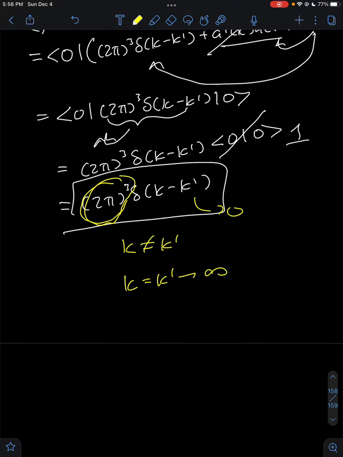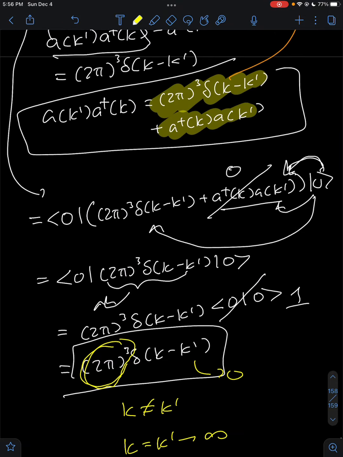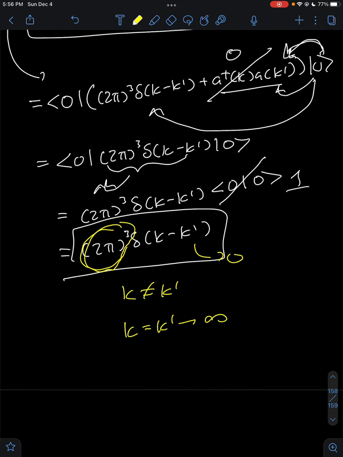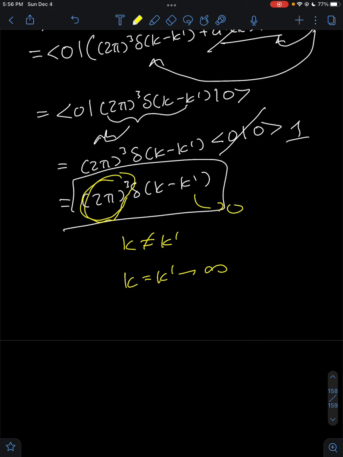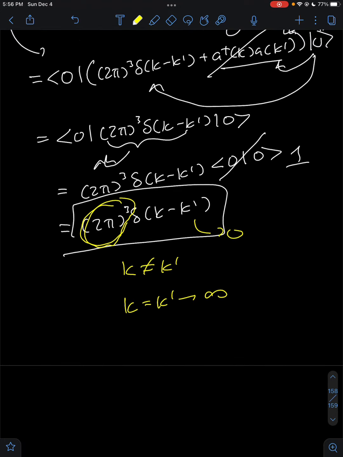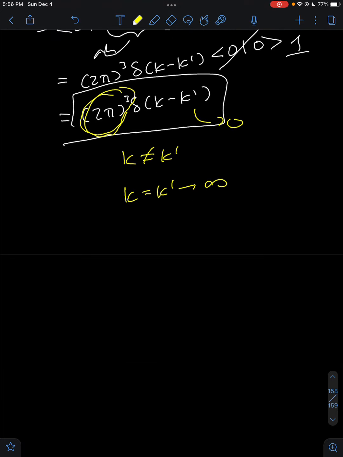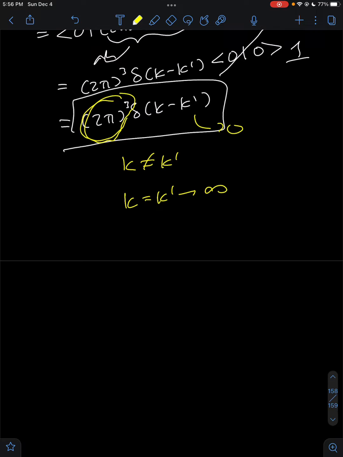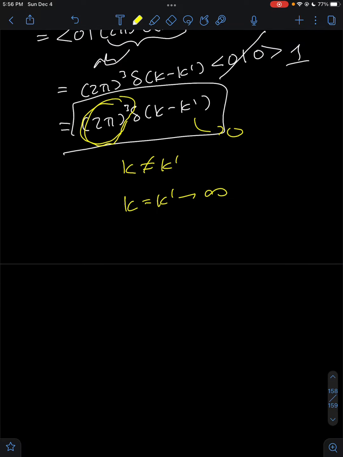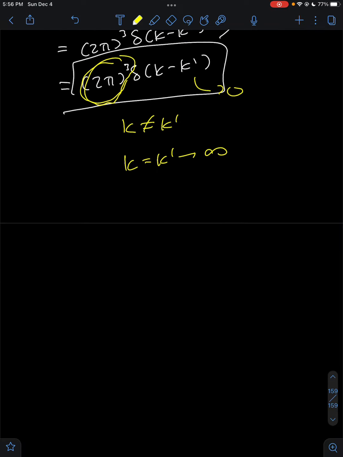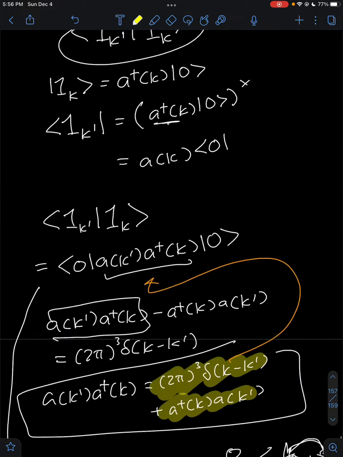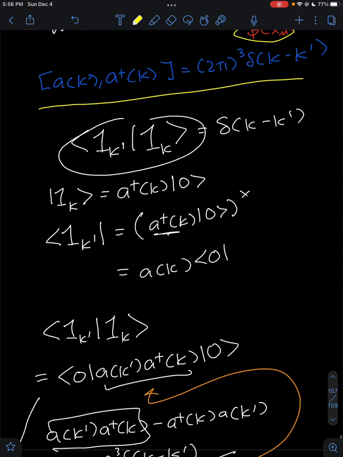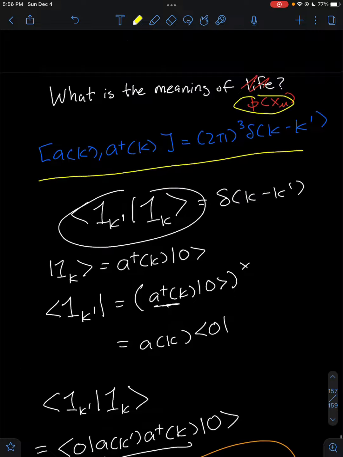Now, of course, this momentum eigenstate is kind of like an unphysical state in the sense that we can't have an initial state that's a momentum eigenstate. Our initial state has to be some sort of superposition of those momentum eigenstates. So, yeah, that's pretty much how we take the inner product of those states.